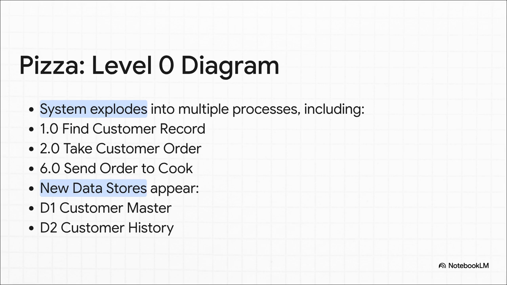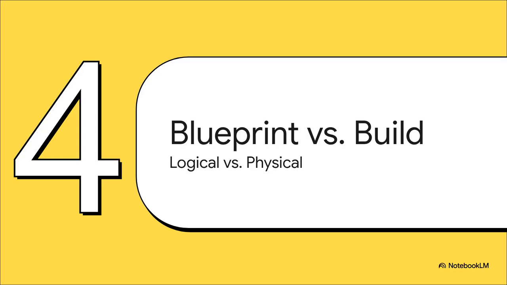And, this is key, for the very first time, we get to see the system's internal memory, the customer master and customer history data stores, which were totally hidden from us at that higher level. Okay, there's one last really important distinction to make. DFDs come in 2 main flavors: logical and physical. And really, it's just the difference between mapping what the system does versus how it actually gets it done.